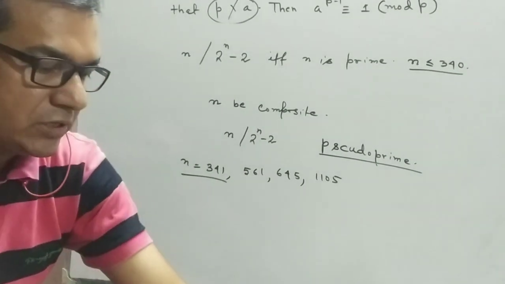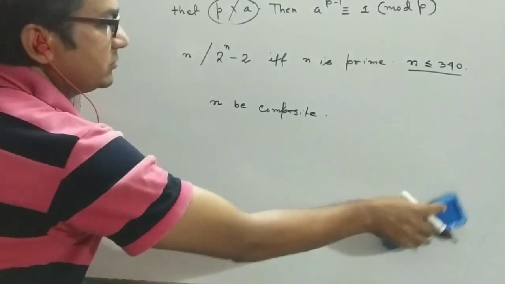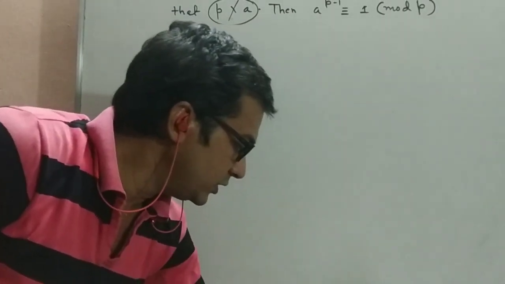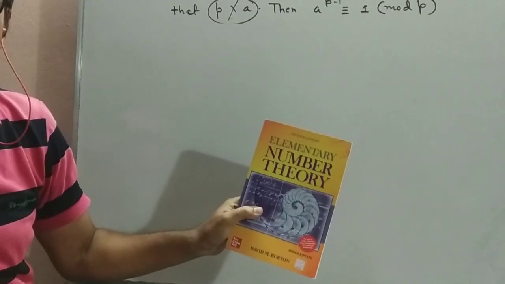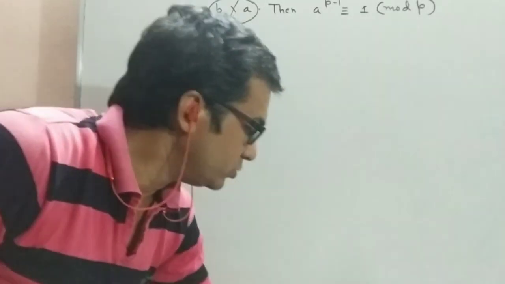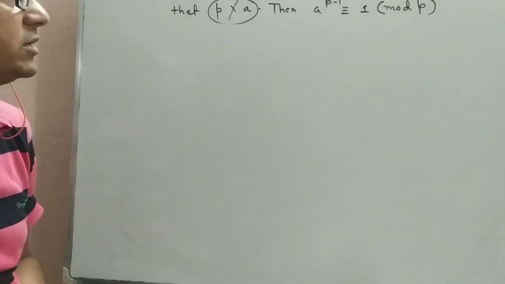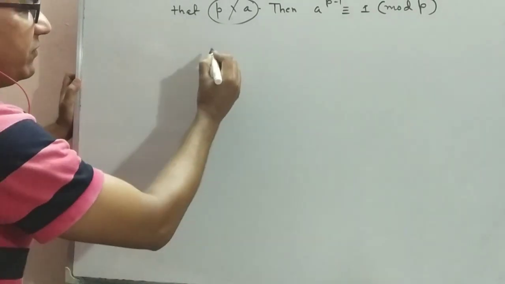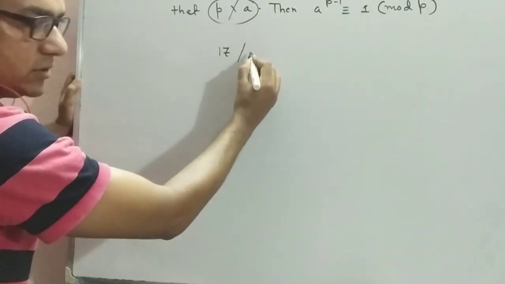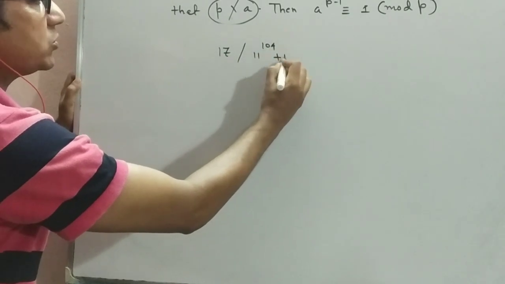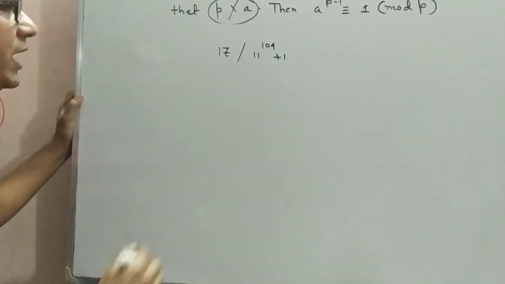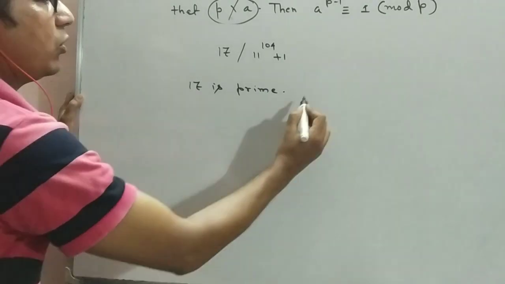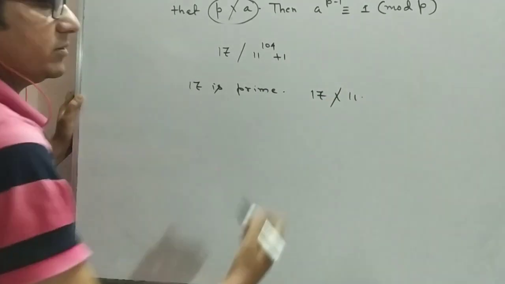Okay, now we consider an example from this book to explain and try to understand how we apply Fermat's little theorem in a problem. We have to verify that 17 divides 11 to the power 104 plus 1. Okay? Here 17 is prime. Also 17 does not divide 11.